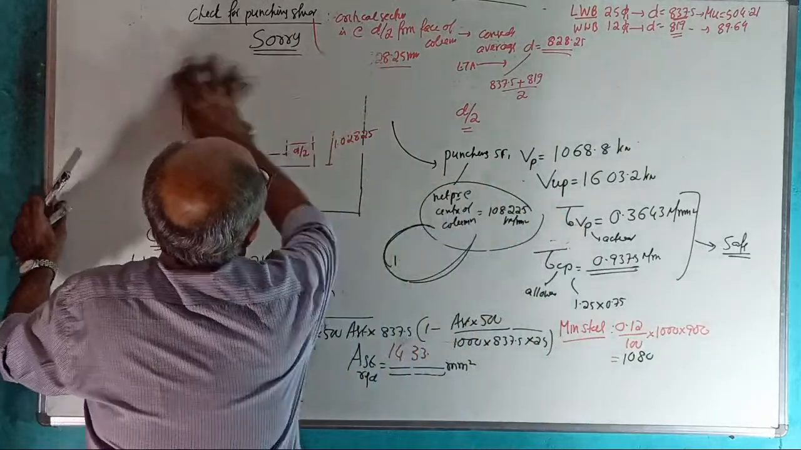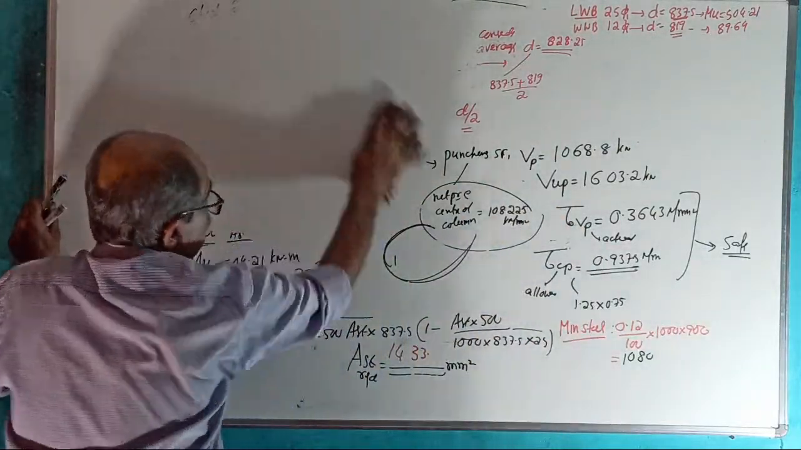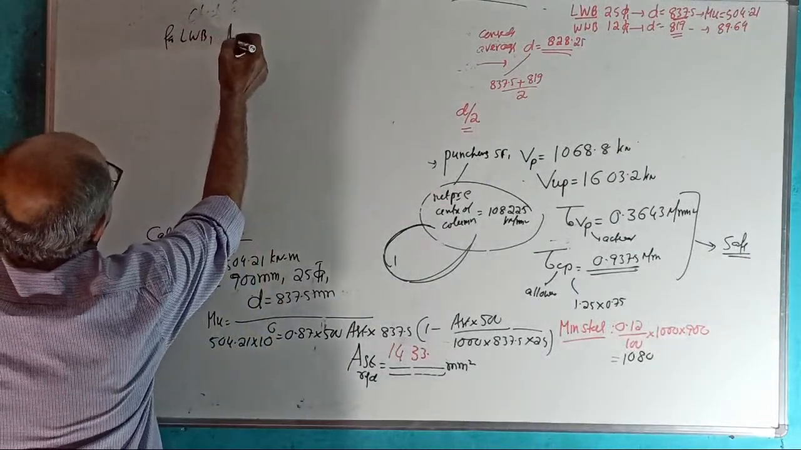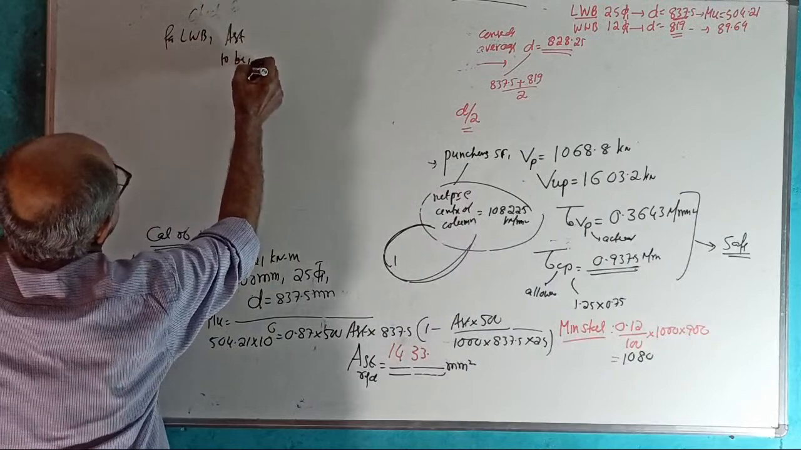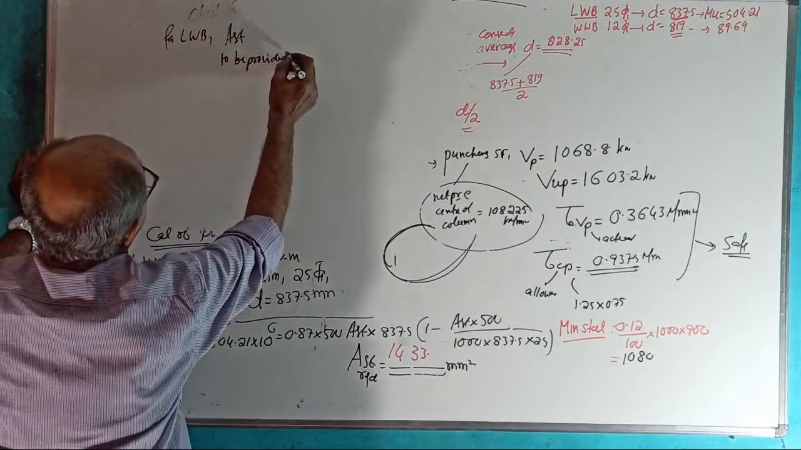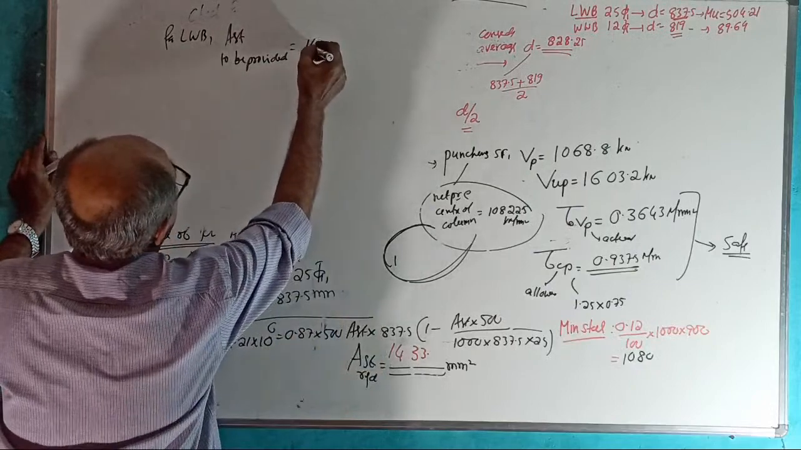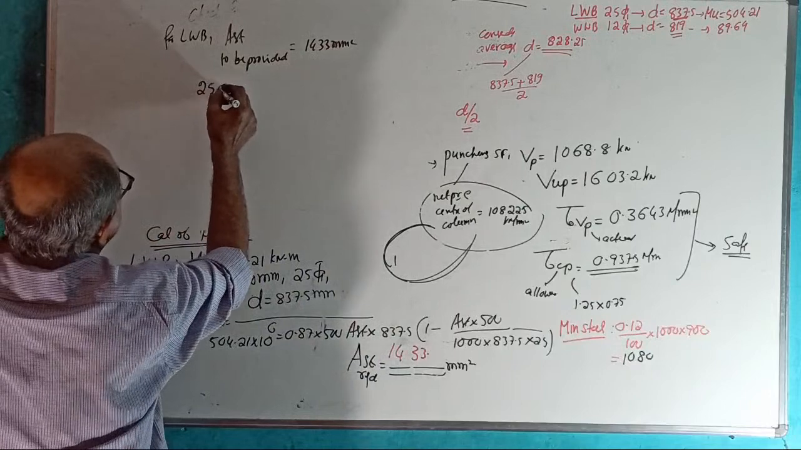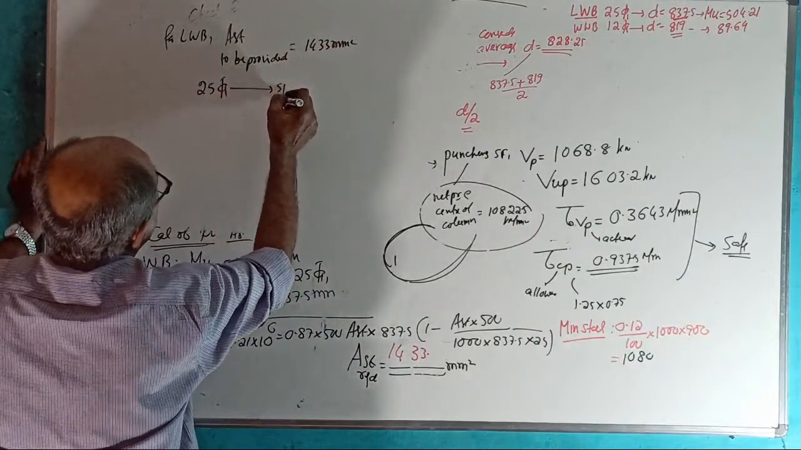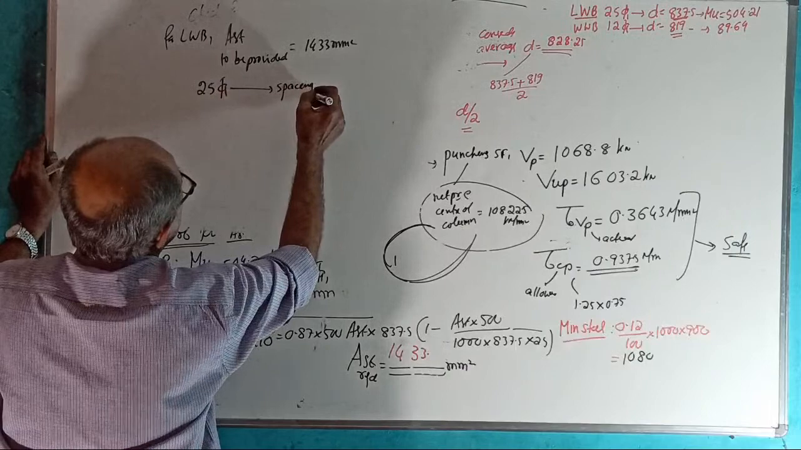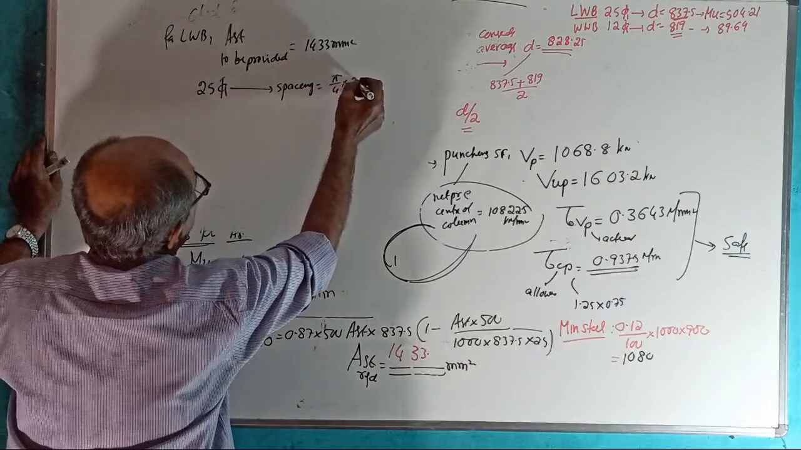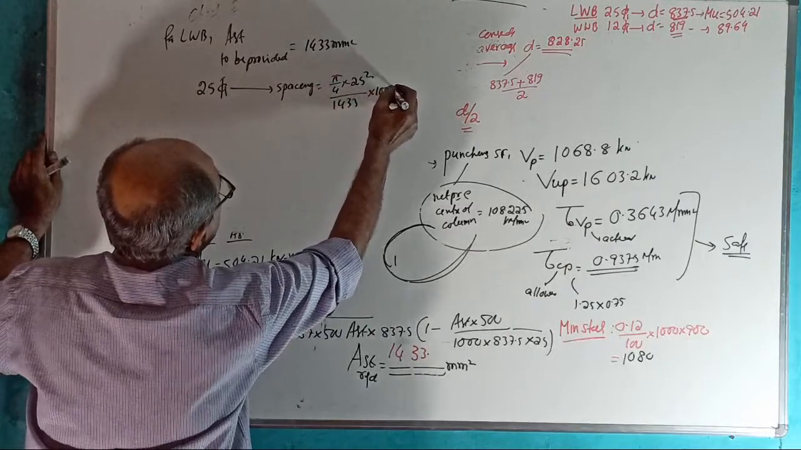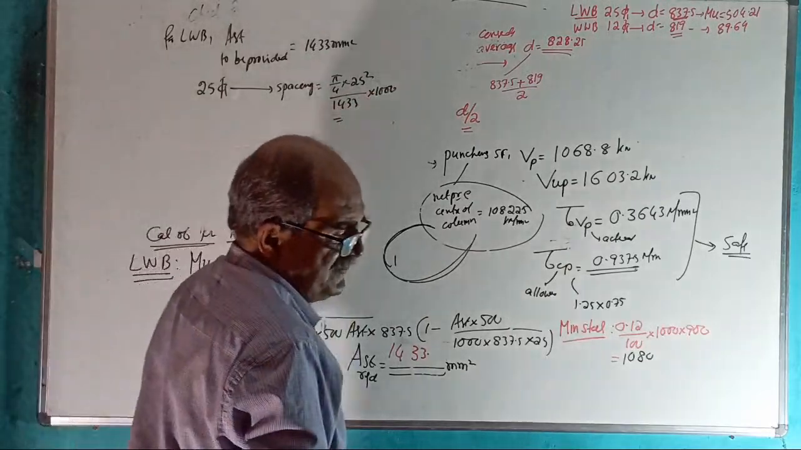I will go further now. Therefore, for lengthwise bending, AST to be provided is how much? 1433 mm square. Okay. You took 25 torr. See what happens now. With the 25 torr, calculate spacing. Pi by 4 of 25 square divided by 1433 into 1000. What is the answer?